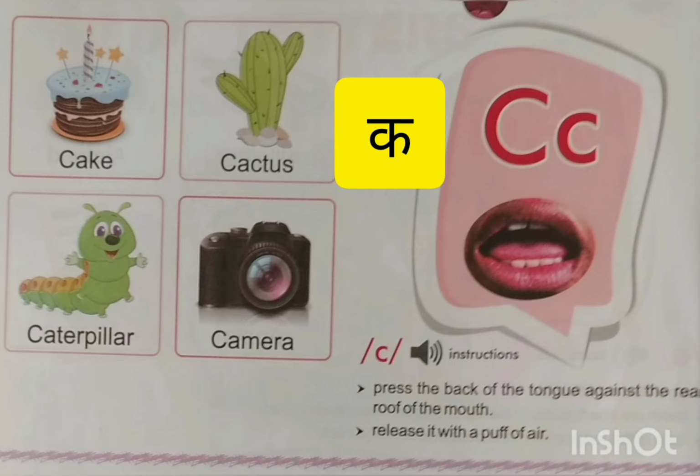Phonic sound of C is K. C for cake, C for cactus, C for caterpillar, C for camera.